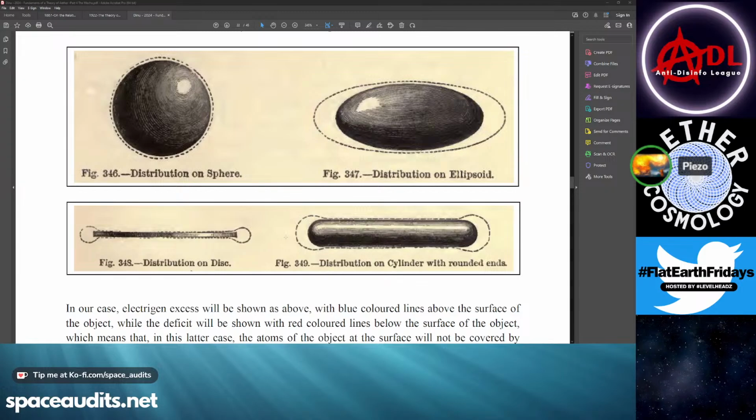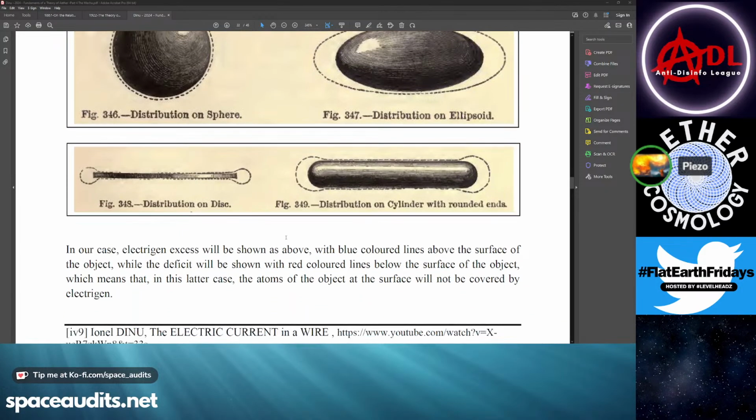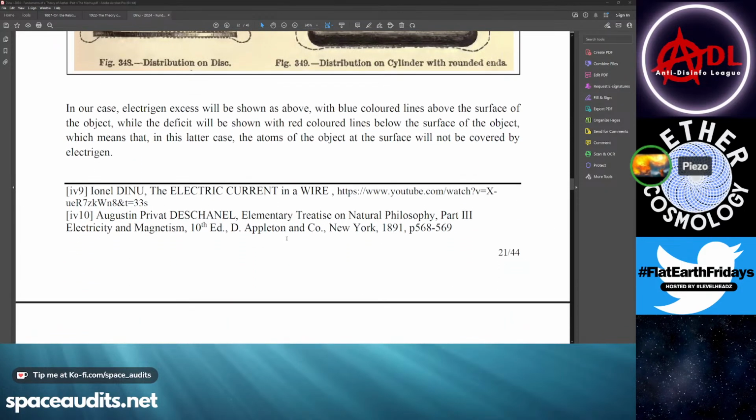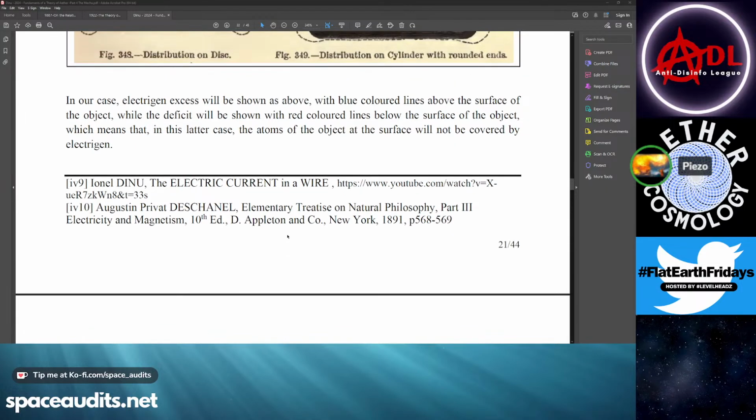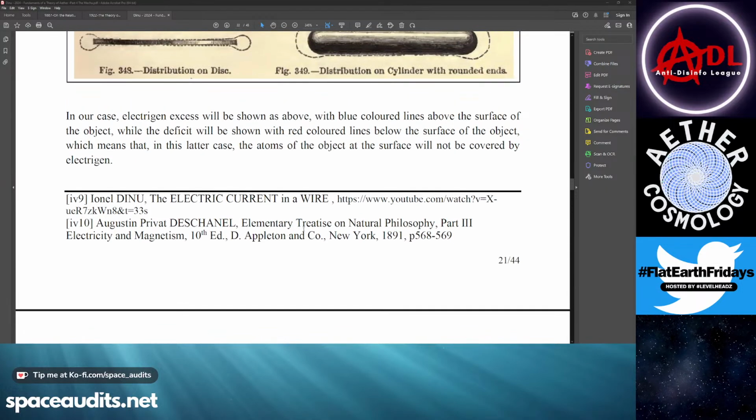In our case, electrogen excess will be shown as above, with blue-colored lines above the surface of the object, while the deficit will be shown with red-colored lines below the surface of the object, which means that, in this latter case, the atoms of the object at the surface will not be covered by electrogen.